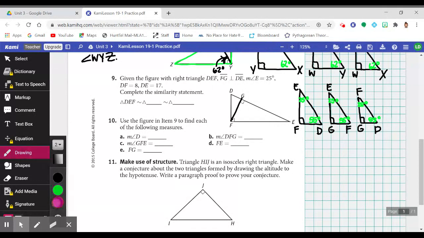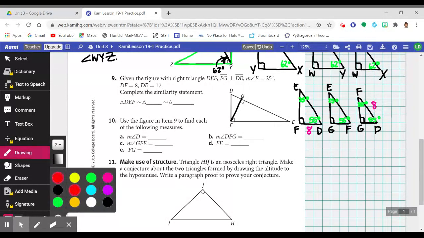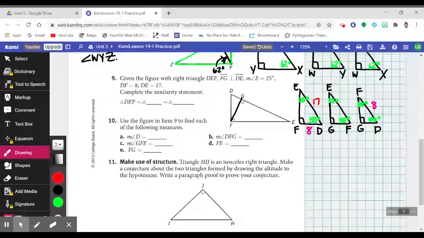Just adding a couple. I don't even know if this is going to help us, but it doesn't hurt to use the information we have. And DF is 8. So anywhere we have DF, which we also have it here, and DE is 17. So 17 here, and I believe that's the only place that DE is a part of a triangle. So it says complete the similarity statement.